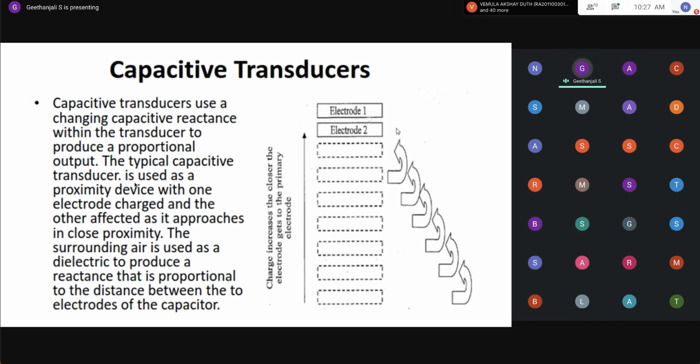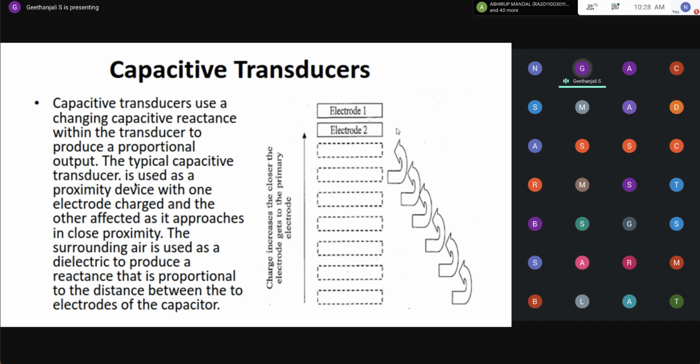So the two electrodes are given here. You can keep many electrodes here. That is, there should be two electrodes, and there should be a distance between the two electrodes. Then only will the electric field be induced in between the two electrodes, since both are positively charged.